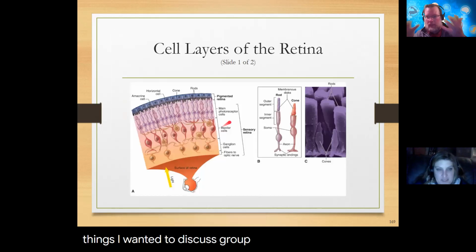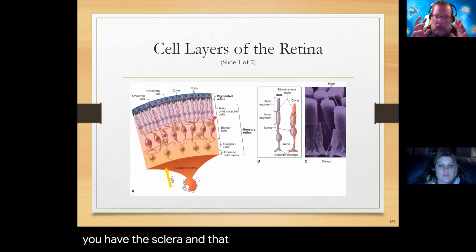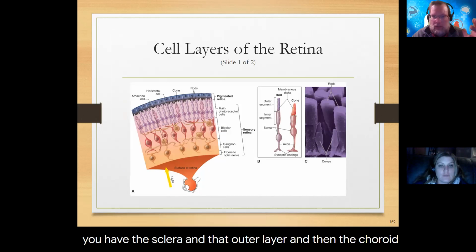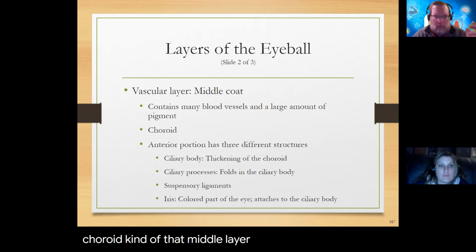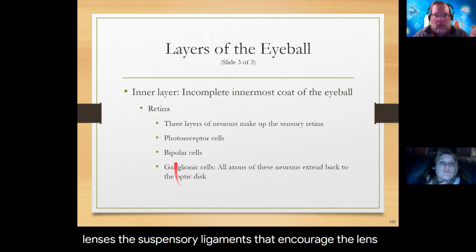Oh, so finally, then, you have the sclera and that outer layer, and then the choroid, kind of that middle layer. There it is, choroid. That's the vascular layer, a lot of blood supply. This is where, again, you're going to see that ciliary body that's going to be connected to your lenses, those suspensory ligaments that encourage the lens to change shape when you're trying to focus.